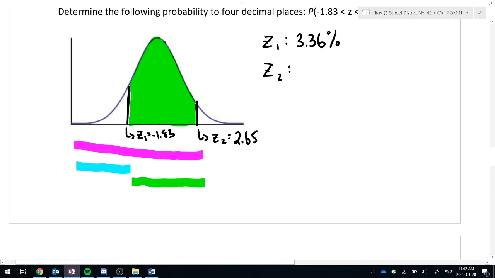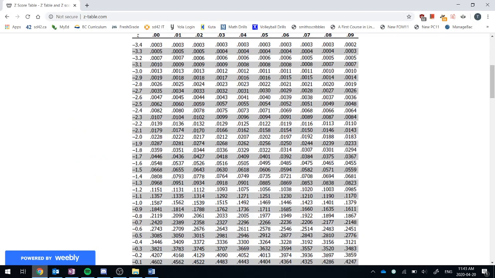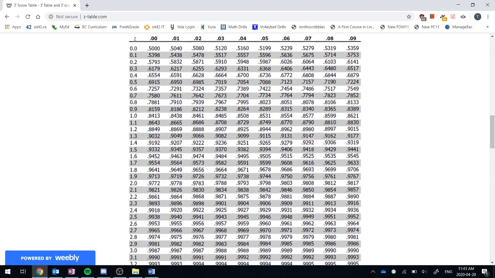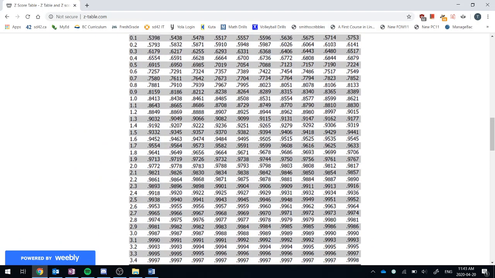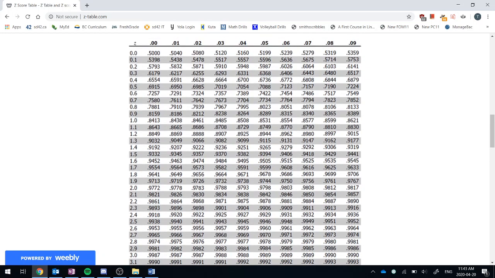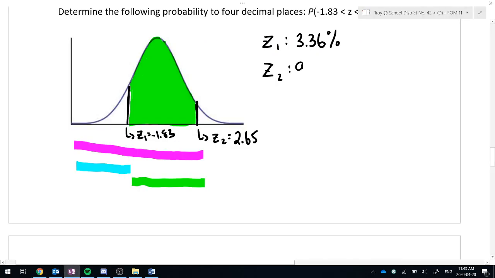Z2, 2.65, so that's positive. Okay, so we got to make sure we're looking at our positive z-score table. And down here. So 2.6 is there. 0.5 is there. So we're going to come down. 2.6 right there. So that's going to be 99.60%.